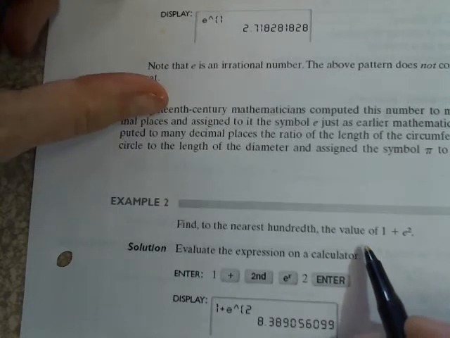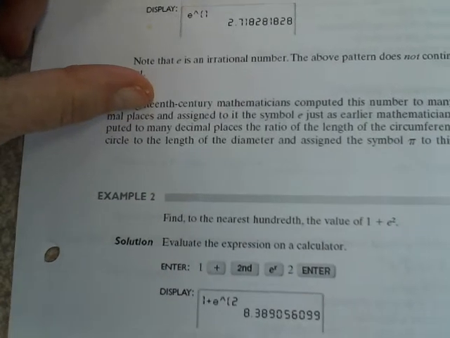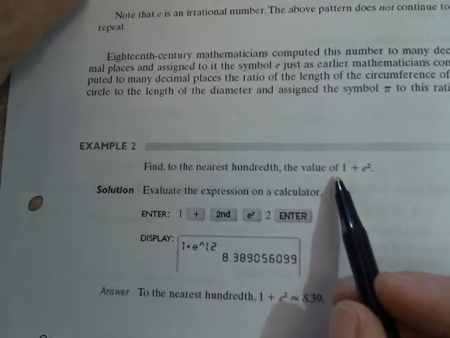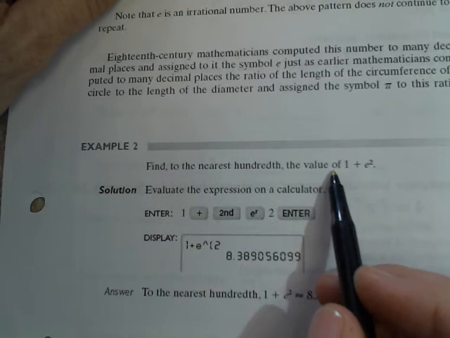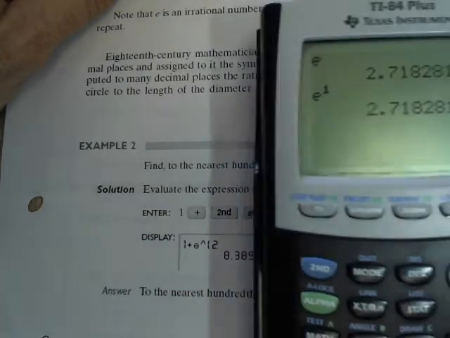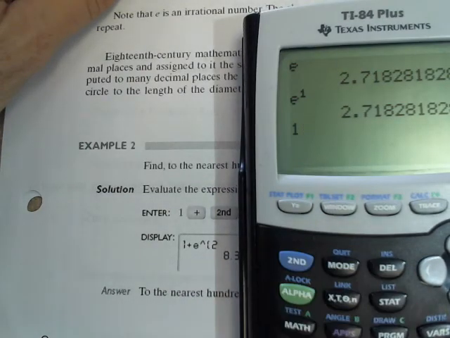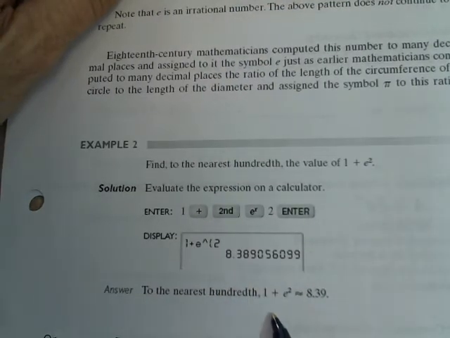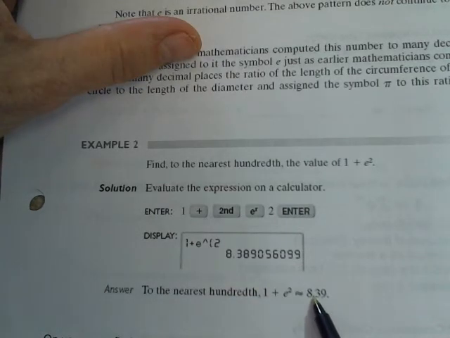Now there's an example number 2, this is on page 13 of your notes, that just asks you to calculate some numbers that involve the number e. So it says find to the nearest hundredth 1 plus e squared. Well, e has an exponent on it, so I'll use the second ln button. Second ln, 1 plus e squared. So that value is 8.389 with some other decimals. So to the nearest hundredth, it would be 8.39.